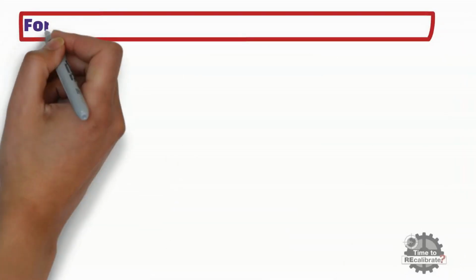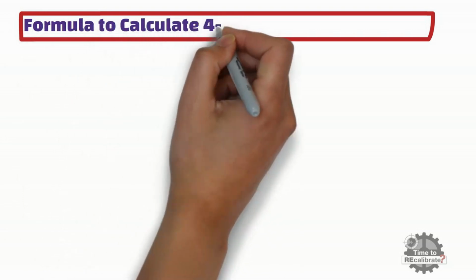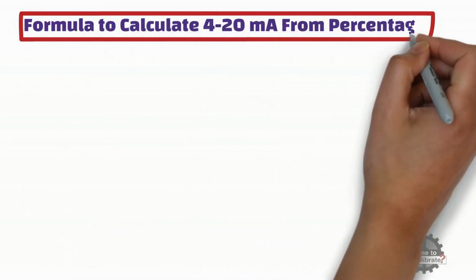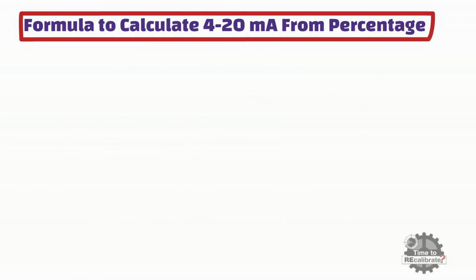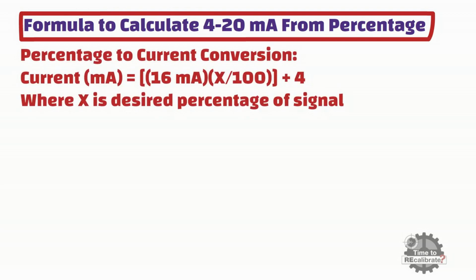In this section, we will learn about the standard formula to calculate 4 to 20 milliampere from percentage. As you can see, this is a standard formula to convert any percentage process value into milliampere value. Let's understand this formula by taking one example.